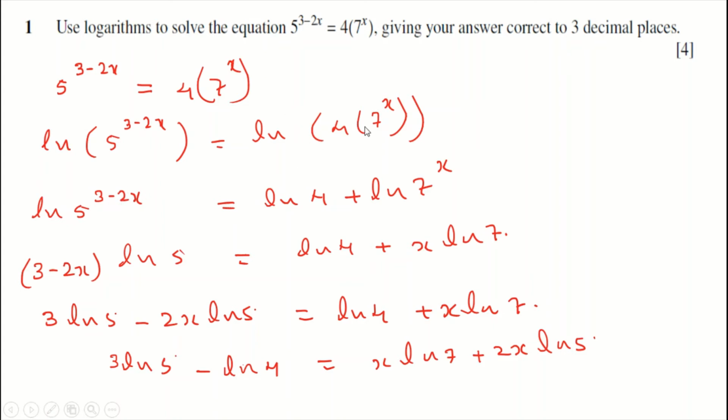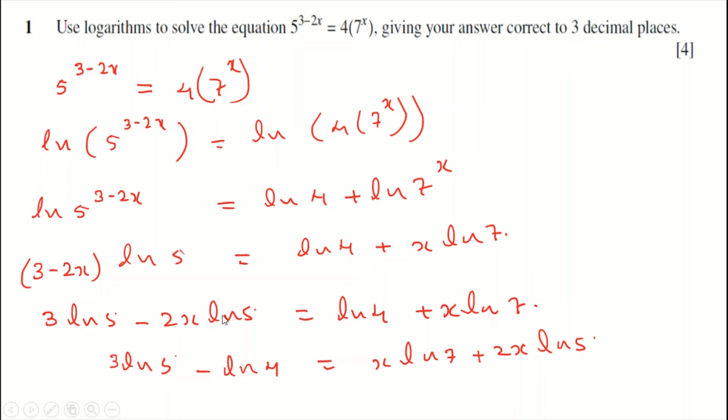Here you can write this product as a sum using the log rules. Therefore, ln 5 to the power 3 minus 2x equals ln 4 plus ln 7 to the power x. 3 minus 2x could be taken to the front using the log rules, and this x also could be taken to the front. Then we will have 3 minus 2x ln 5 is equal to ln 4 plus x ln 7. Now we will expand this bracket. 3 ln 5 minus 2x ln 5 equals ln 4 plus x ln 7.